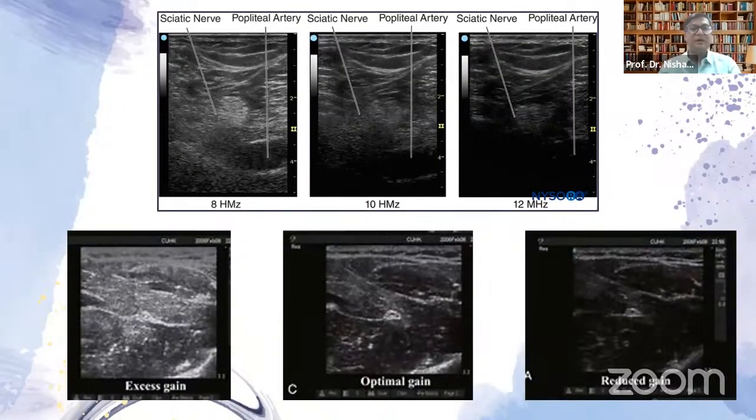So this is now how to set the gain. Now, if you see these three, as I've said earlier, this image is too grainy. You don't see the sciatic nerve quite well. But here, you can make out the different structures, the black and white images, and the nerve is quite prominent. And this is more or less a black image, so a reduced gain. So the most optimal image is this. This can be done by adjusting the near and the far gains and the time gain coefficient, right?